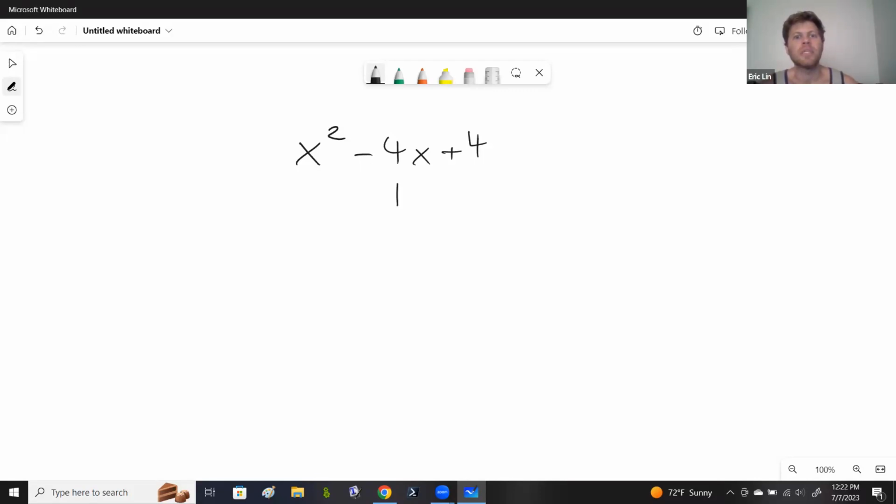Well, let's remember we need 2 numbers that add to give us -4, while multiplying to give us +4. So in this case, it's actually a pretty simple fix. It's -2 and -2. Right? -2 plus -2 is -4. -2 times -2 is +4.